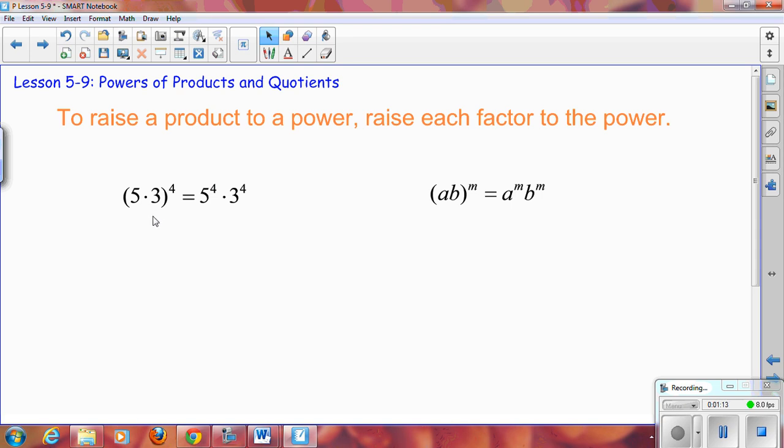So here's an example, skipping all of those steps. When you have 5 times 3, and the whole thing is raised to the 4th, you take that 4 and you apply it to both pieces, okay? It's almost like the distributive property, okay? Each piece in here gets raised to the 4th power. Now over here we've got it with letters. The M gets placed on the A and on the B, okay?